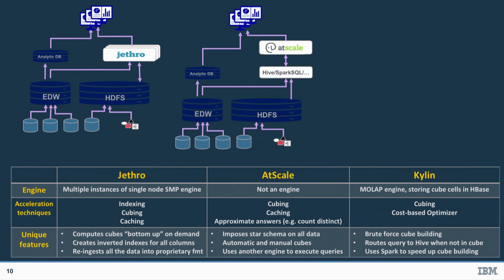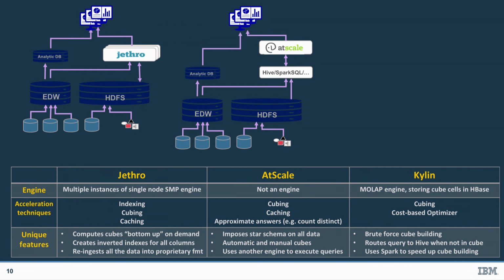The second one is at-scale. Unlike Jethro, at-scale is not an engine. At-scale is just a layer that you put on top of your SQL and Hadoop engine. For example, you may be running Hive, Impala, Presto underneath. You put at-scale on top. And at-scale requires a modeling step. So the first thing you do in at-scale is you define views over your data, and you impose a star schema, sort of, or a snowflake schema on top of your data.